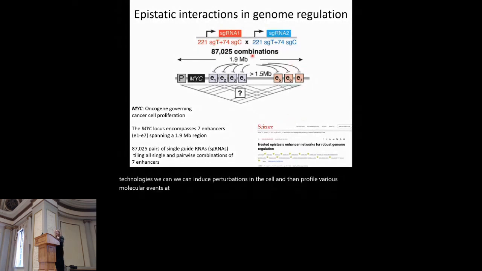And one of my favorite papers from this area is this paper from 2 years ago that focused on the MYC gene, which is an oncogene, very important for cell proliferation. And the activity of this gene is controlled by 4 enhancers that are immediately downstream of the gene, and another 3 enhancers that are very far away from the gene.